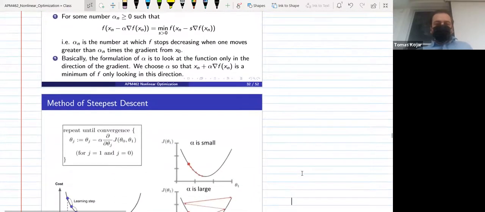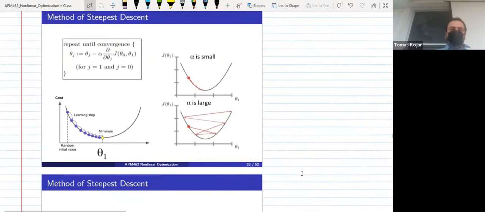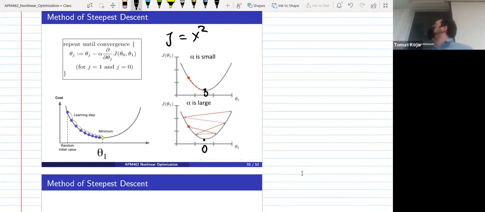Now I want to talk about this alpha. This is the 1D example. The minimizer is at 0, and this J function is just x squared. I took this picture from online, but it was a nice picture showing the alpha. If you pick your alpha too big, you risk overshooting.